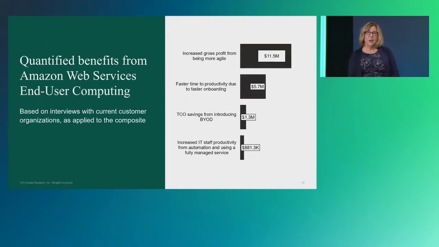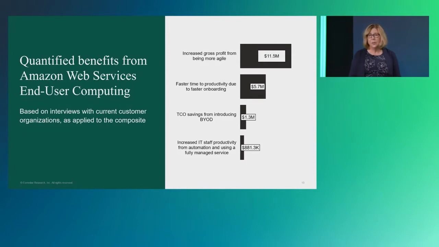And so based on the data collected from customer interviews and modeled to this composite customer, the following economic value was calculated, and it showed that the biggest benefit was increased profit from the ability of the organization to be more agile. A lot of this came from being able to quickly turn on workspaces and AppStream during the COVID pandemic to maintain company productivity and avoid losing business from having to shut down. It was also about being able to acquire new business from competitors who had to shut down because they didn't have the right technology to remain open.